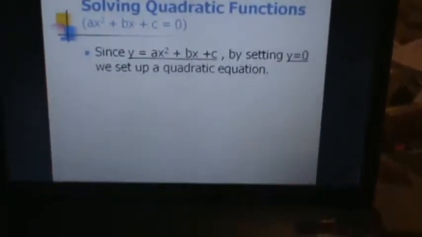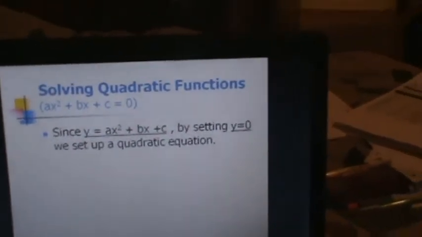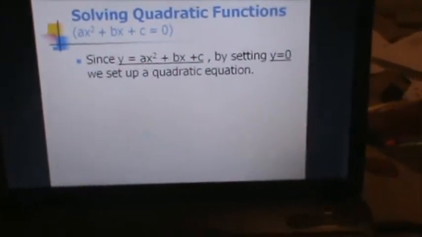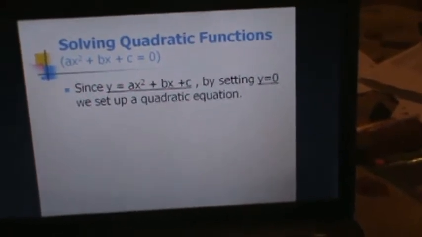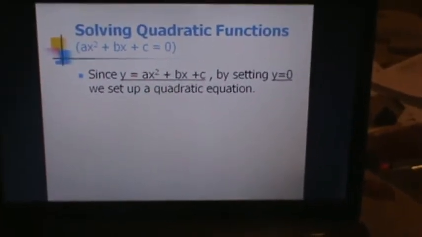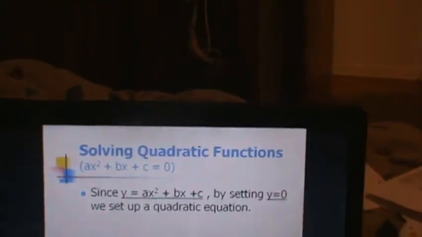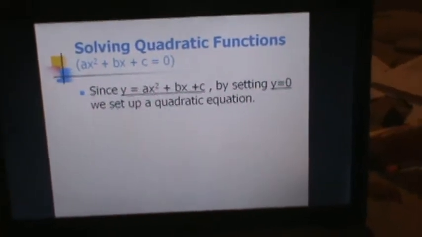Alright, B affects our graph by shifting it to the left or right. So when we add in the coefficient B, now we're moving our graph left or right, which is going to affect our axis of symmetry and where our vertex point is. That's why your equation is negative B over 2A.